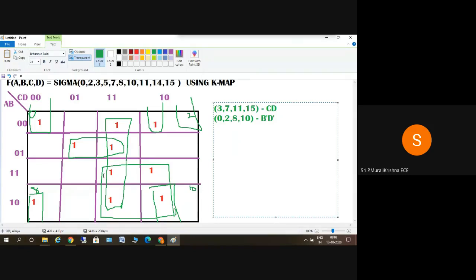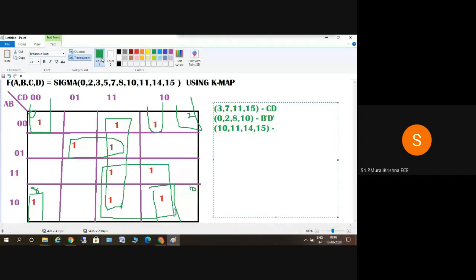Okay, so next this quad. What is that quad here? It is 10, 11, 14, 15. So what is the value? AC. Yeah, row term and column term.